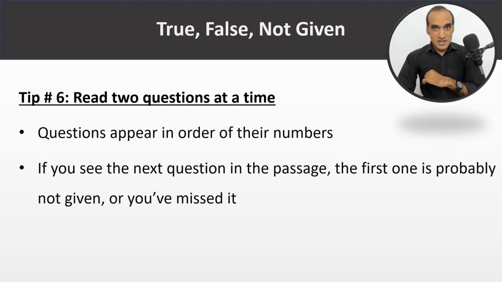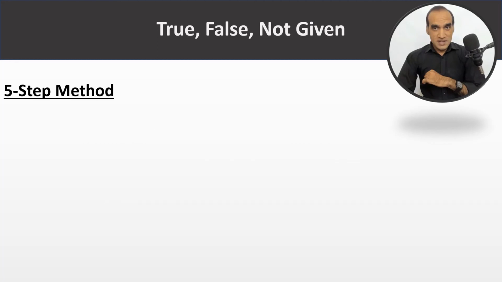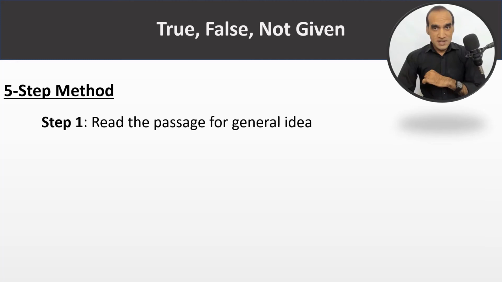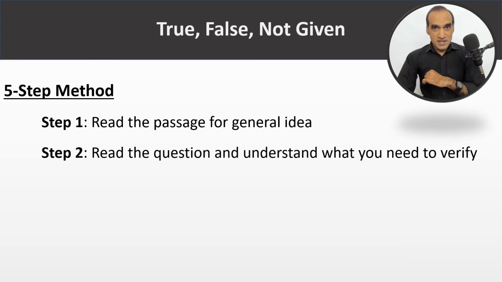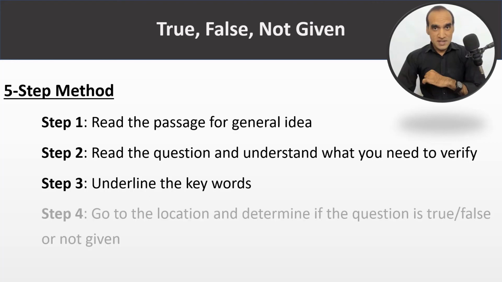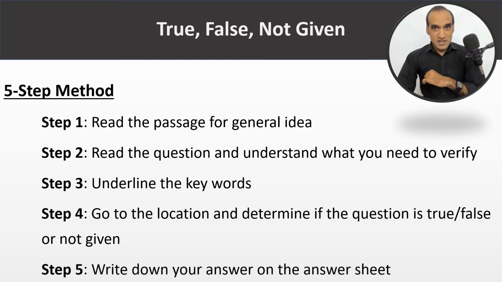Okay, so keep these tips in your mind and follow this 5-step method. First, read the passage for a general idea. Next, read the question and clearly understand what you have to verify from the passage. In the next step, underline any words like some, a few, mainly, or any other word that can change the meaning of the whole sentence. Then go to the location in the passage and determine if the question is true, false, or not given by following the tips that you have got in this video. Lastly, write down your answer on the answer sheet.